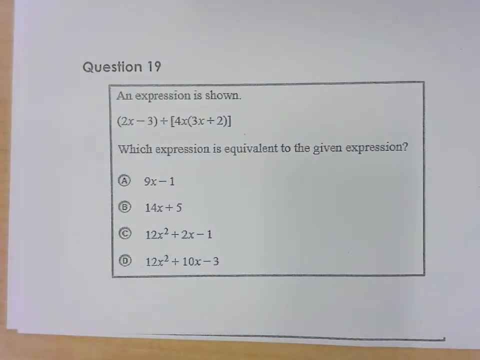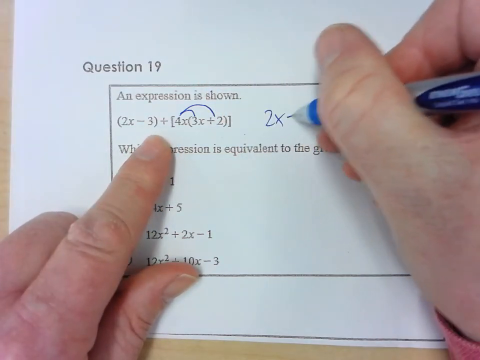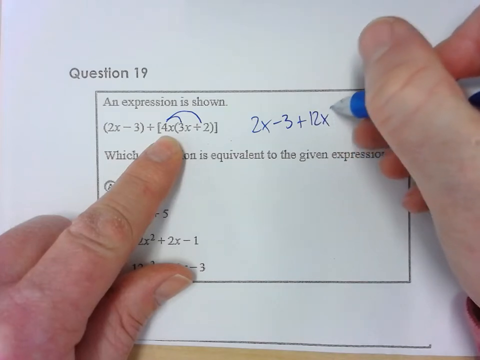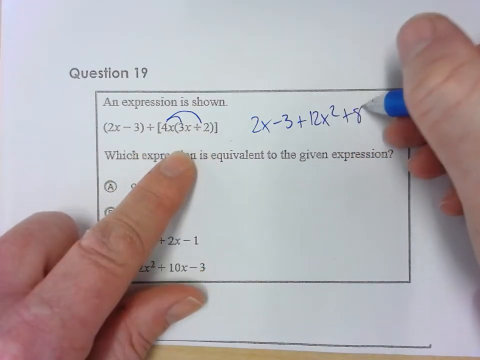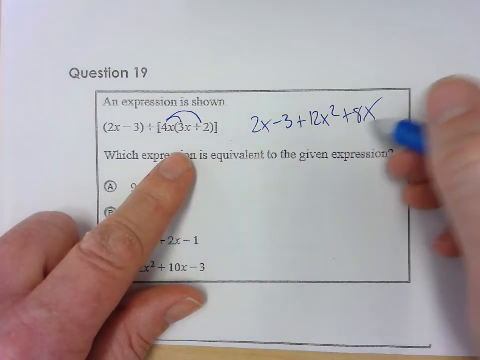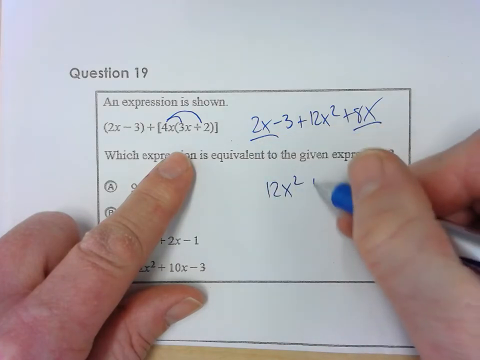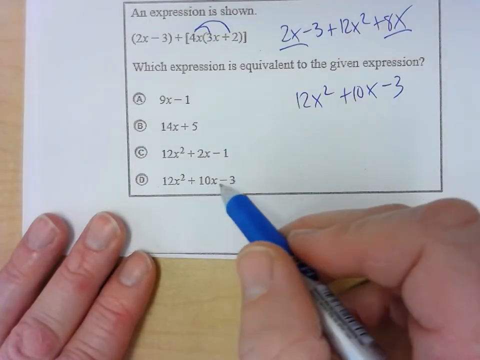Number 19, this is just straight up algebra. We're going to distribute here first. So I write 2x minus 3, distribute, plus 12x squared, and then 4 times that would be 8x. Then we put together our like terms. The x's are the same, so I get 12x squared. 8 and 2 make 10x, and then minus 3. So that would be choice D.